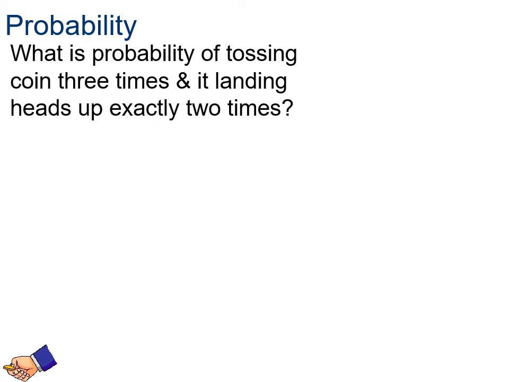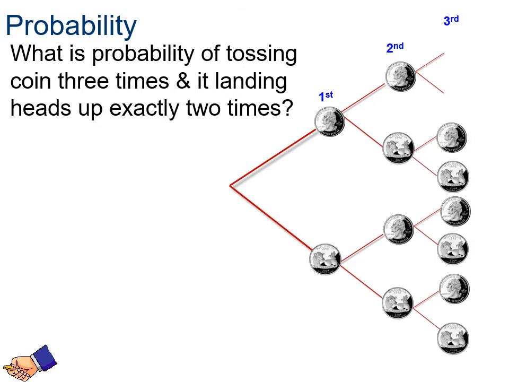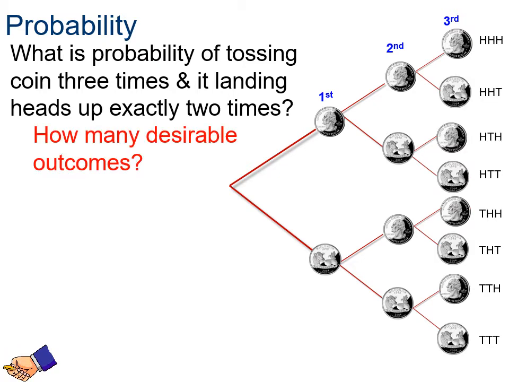What's the probability of tossing a coin 3 times and it lands heads up exactly twice? First, we're going to do it using trees. So we're going to have one tree, another tree, and yet another tree, because we're flipping our coin 3 times. All right? So how many desirable outcomes are there? Well, first we'll look at heads, heads, heads. Is that desirable? No. It lands up heads 3 times, so we'll cross that one out.